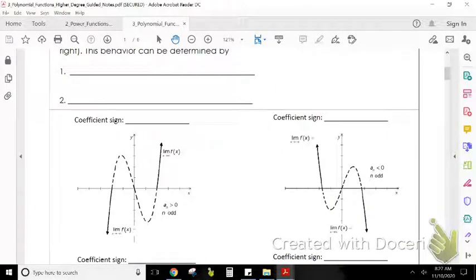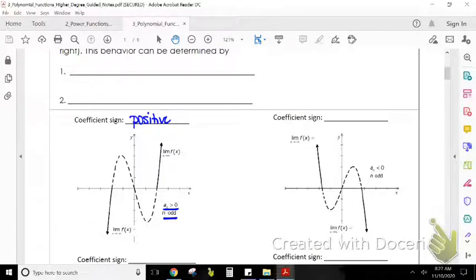we can look at the first two. So it says down here, let me see where it's at. There it is. Gotta turn my pen on. I'm sorry, I'm pointing and y'all can't see. So we see that our a sub n is greater than 0. That means our leading coefficient is going to be positive. And we can also see that n is odd, so that means the degree is odd.